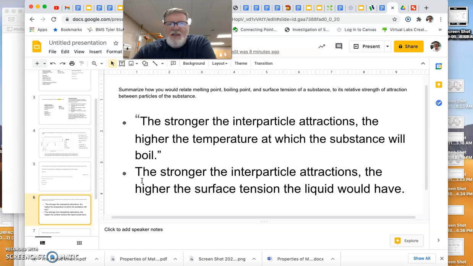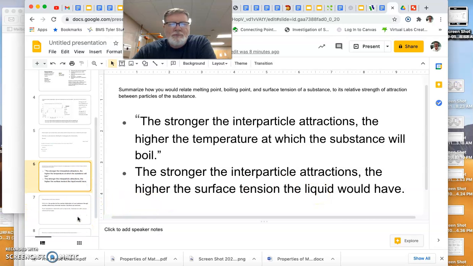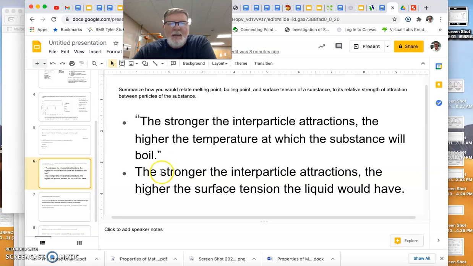And then if we're thinking about surface tension, the stronger the interparticle attractions, the higher the surface tension the liquid would have. Again, that came from our Penny lab and from our phase change lab.